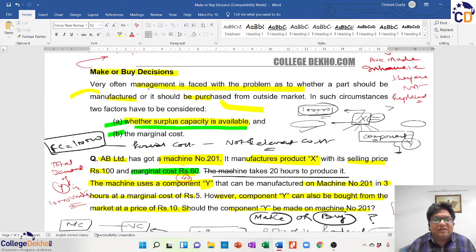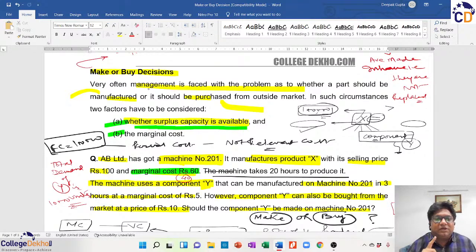So normally when the surplus capacity is there, I am just summarizing and closing the session. To summarize, whenever there is any surplus capacity available with the company, then in most of the cases the variable cost of production is normally lower than the cost of purchase, and in those cases the product or the component is manufactured in-house.